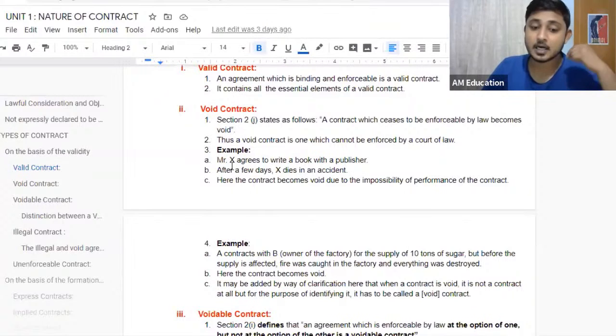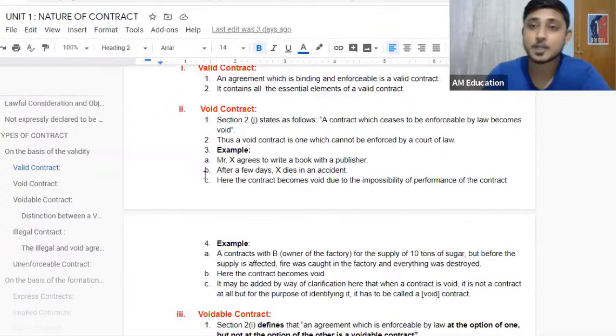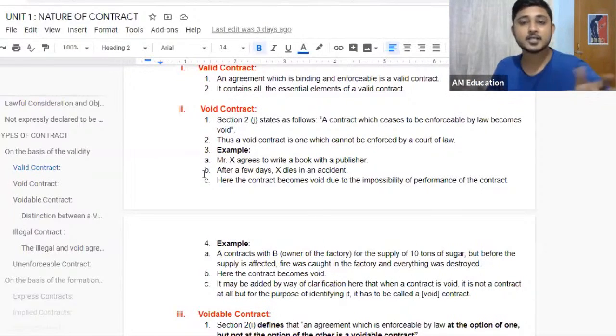Example: Mr. X agrees to write a book with a publisher. After a few days, X dies in an accident. So this guy X has agreed with a publisher. A publisher is a person who calls authors and publishes their books and takes a share out of the business it makes, or the revenue it makes.